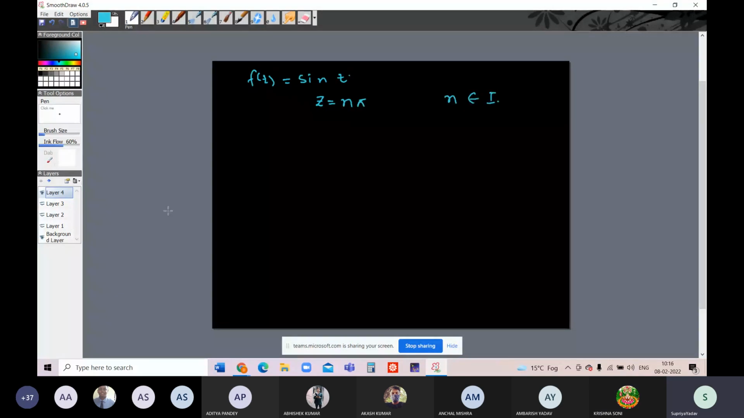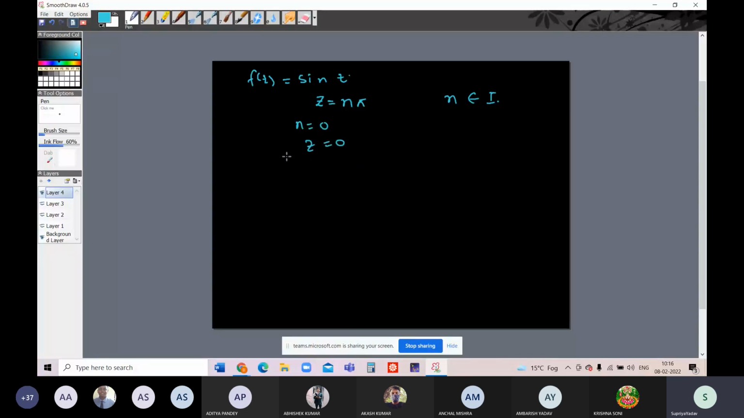So these will be zeros, and you can see that for n = 0, z = 0 is a zero of this function. For n = 1, z = pi is also a zero of this function. For n = 2, z = 2 pi is also another zero of this function. But f'(z) is cos z.